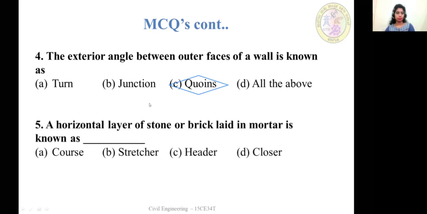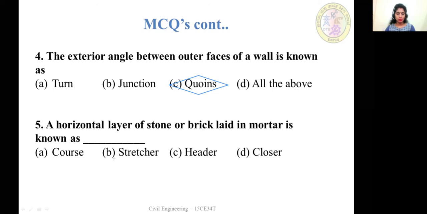Next, moving on to question number 5. A horizontal layer of stone or brick laid in mortar is known as: option A, course; option B, stretcher; option C, header; and option D, closer. Solve it. Again, it is a definition. Horizontal layer of a stone or brick. Okay, let us see one by one.